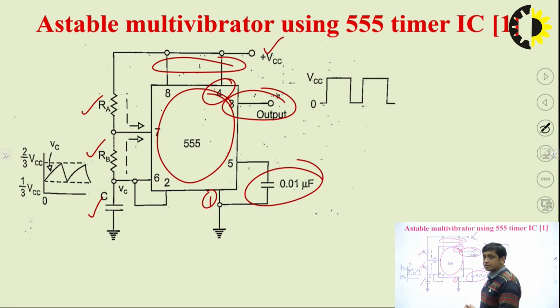Since it's an astable multivibrator, it does not require any input, it does not require any trigger pulse. So in this case we have shorted pin number 2 with pin number 6, but in a monostable multivibrator, since it requires a trigger pulse, we apply that trigger pulse at pin number 2. So this is the circuitry of an astable multivibrator using 555 timer IC. Just to understand the working of this circuit, we need to draw the internal circuit of 555 timer IC, only then can we better understand the working of this astable multivibrator.